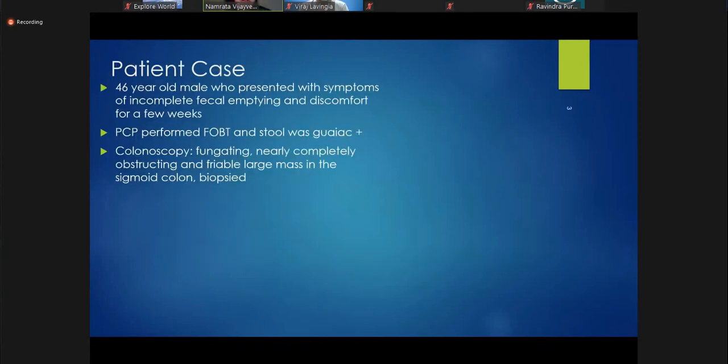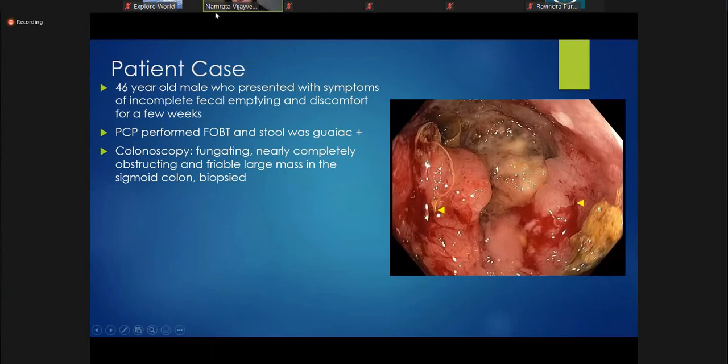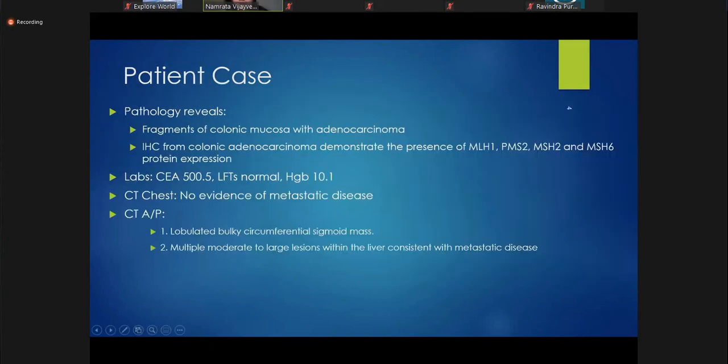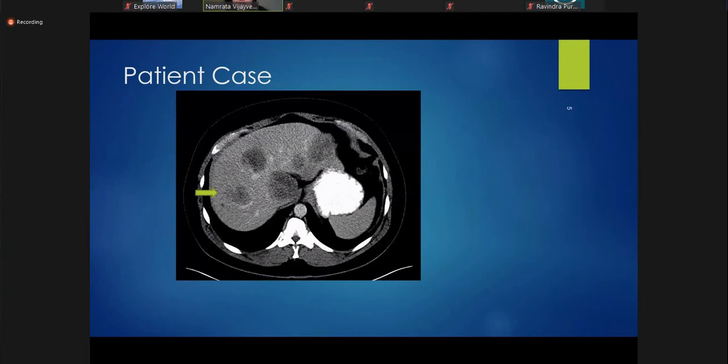So there's a case of this 46-year-old guy who presented with a typical symptom, abdominal pain. The colonoscopy showed a mass in the sigmoid colon that was biopsy proven to be adenocarcinoma. This is his mass, here you can see. Pathology was consistent. He was mismatch repair proficient, with elevated CEA. And on the CAT scan, as you can see, he had multiple liver metastases, 5 that we can see here.